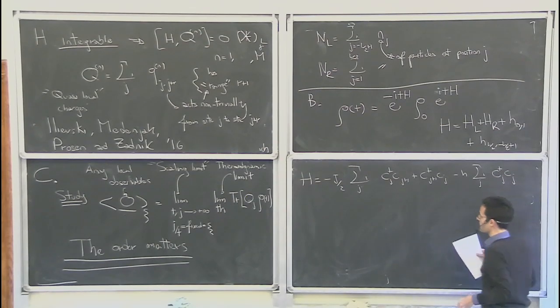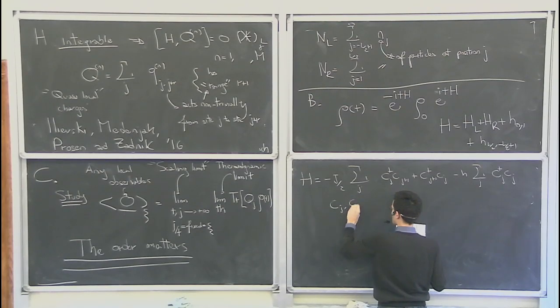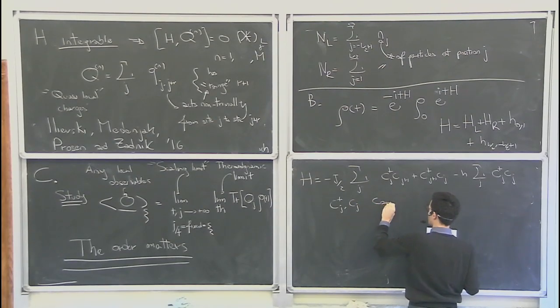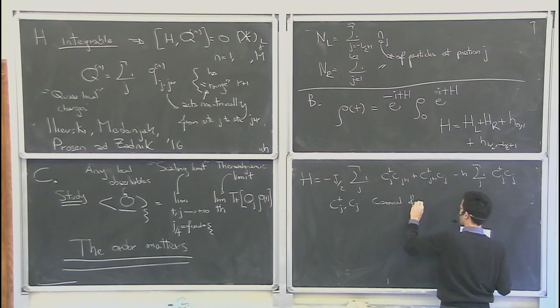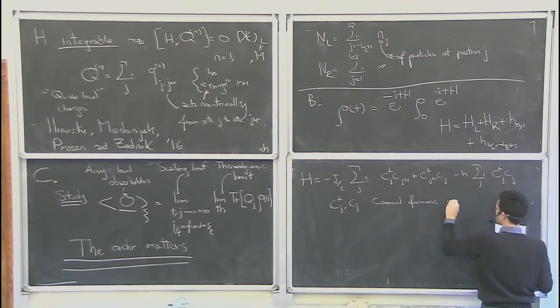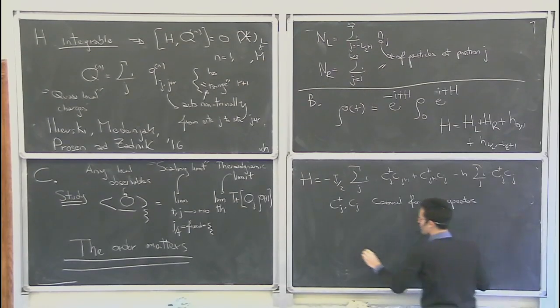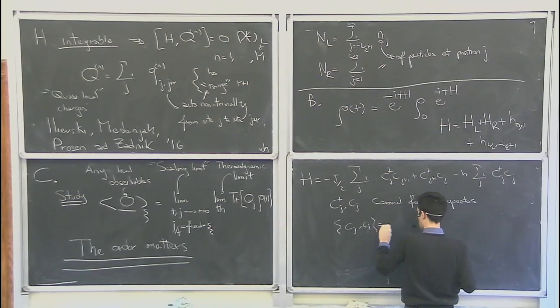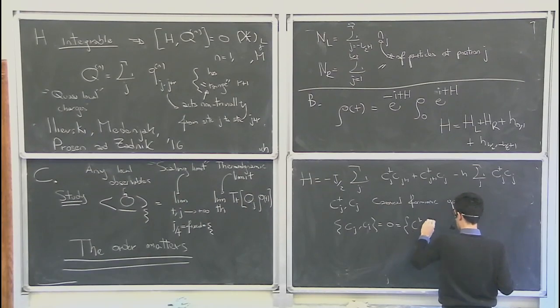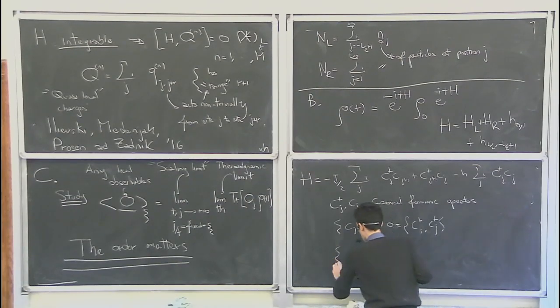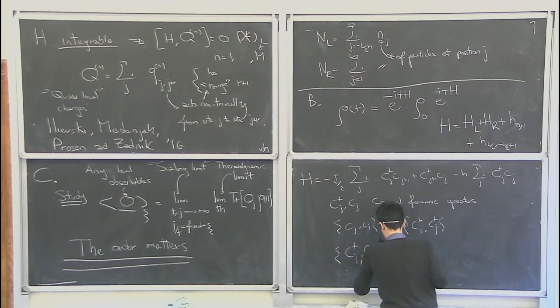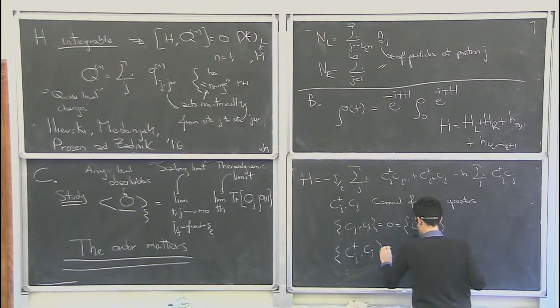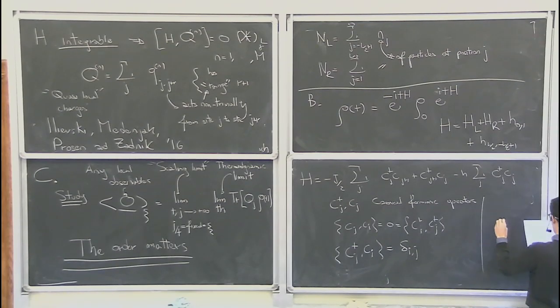Okay, where these are canonical fermionic operators, which means that they satisfy the following algebra. Okay, and I impose periodic boundary conditions.